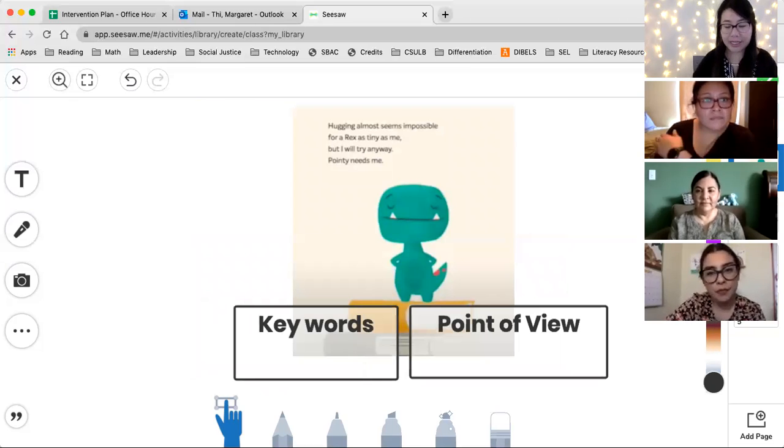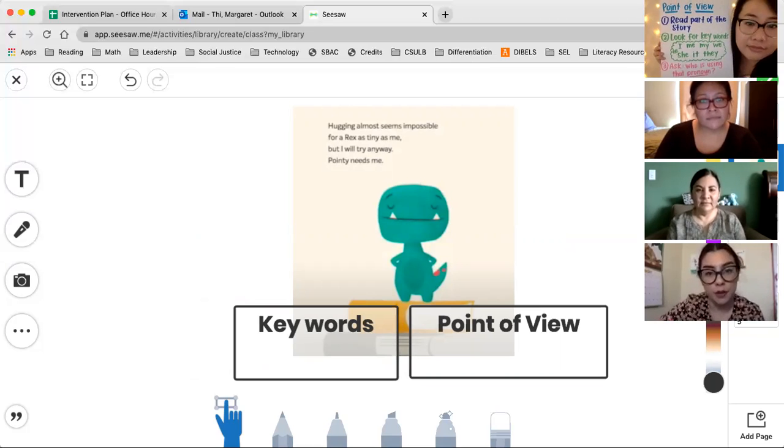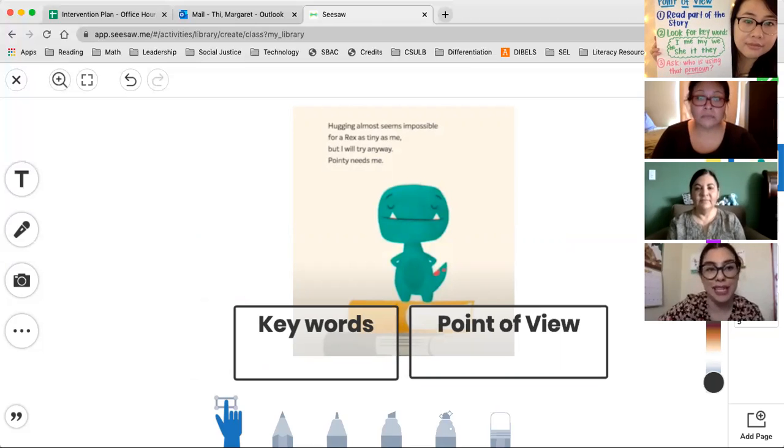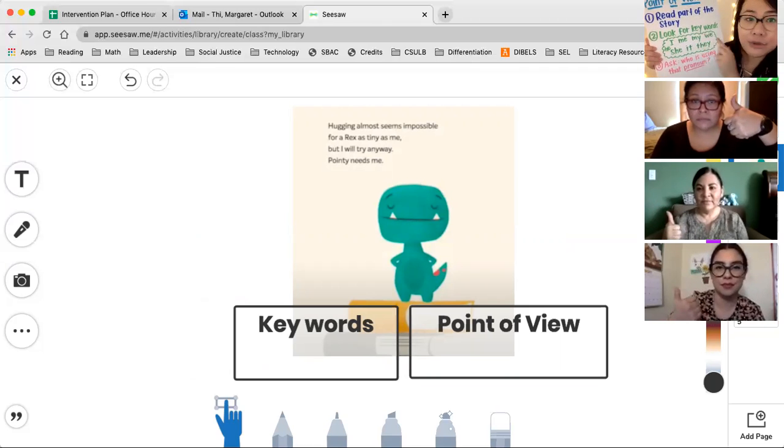Another part of the text. And can I have Miss Akimowicz, can you read the text for us? Yeah. Hugging almost seems impossible for a Rex as tiny as me, but I will try anyway. Pointy needs me. Okay, so we're going to be some word detectives right now. We're going to look for some of those keywords again.